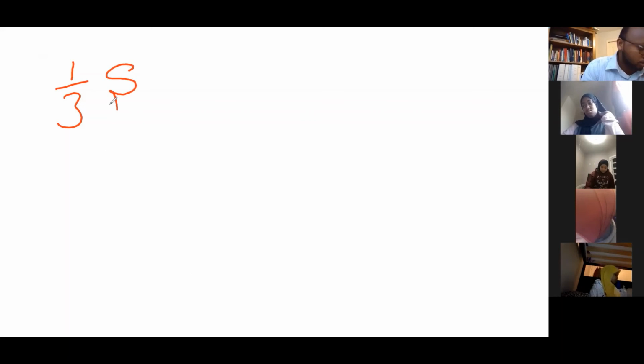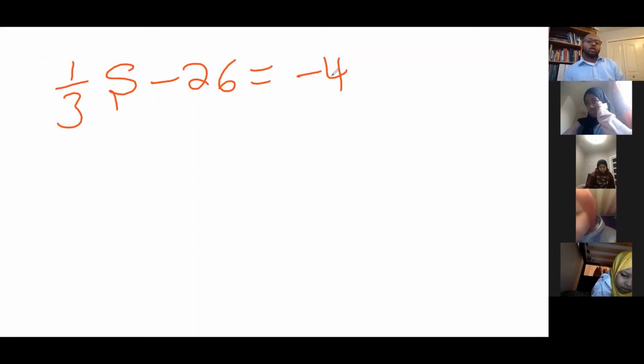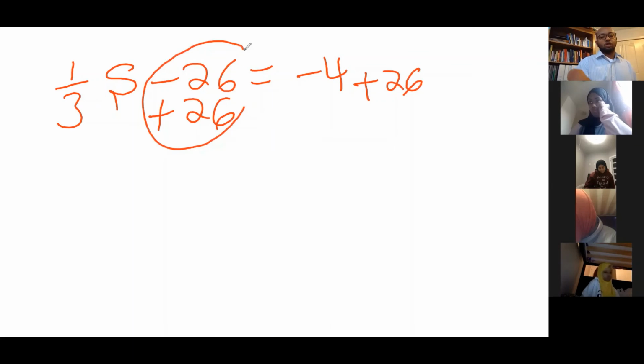The next question is 1/3 s minus 26 is equal to -4. Amal, what do you think I will do first? I think you have to remove the -26 first. Perfect, that's right. So it's a negative. I will do +26 on the left side and +26 on the right side of the equation. So this is gone, it's out.